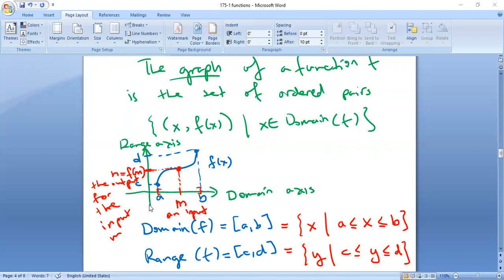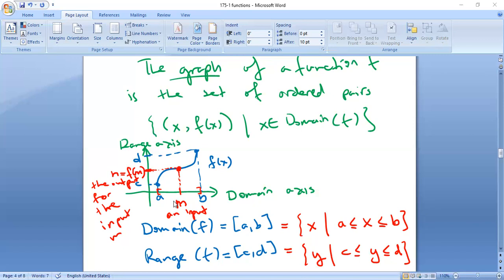So the function f of x has this blue graph here in this picture. And as you see, it starts by taking the first input, a. a is the smallest input here that f takes, and then it goes on with all of the other numbers in between, and b is the biggest input f takes. And then from this picture, you can see that a is mapped to c, b is mapped to d.